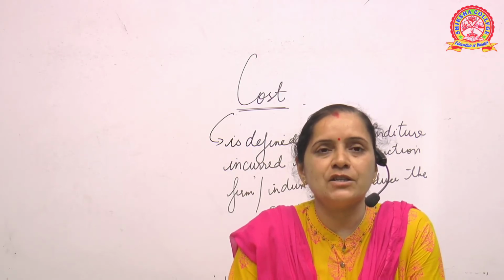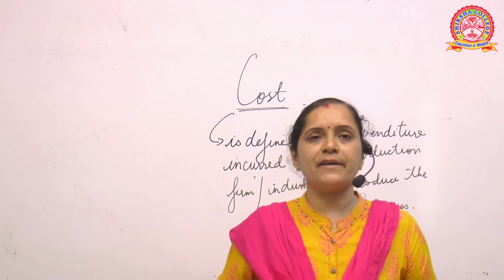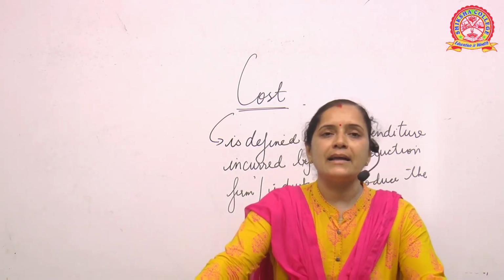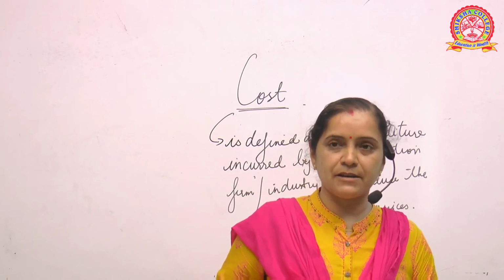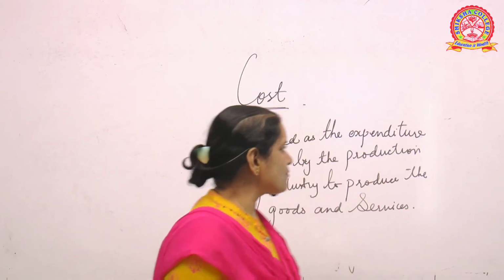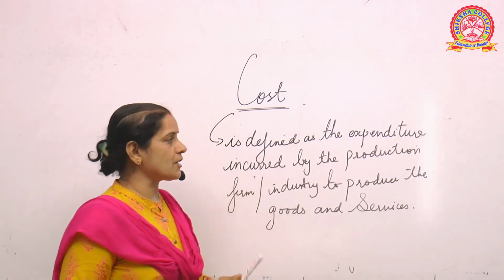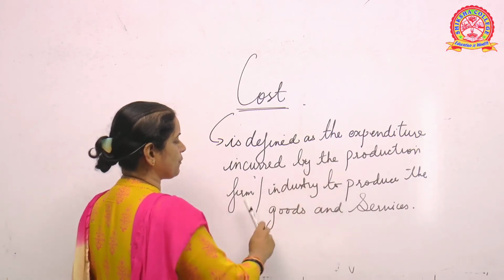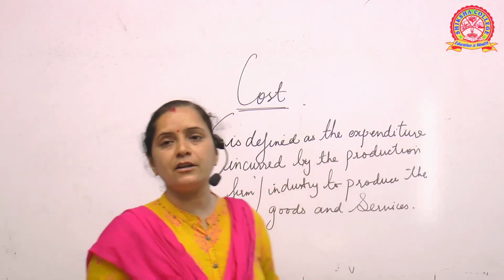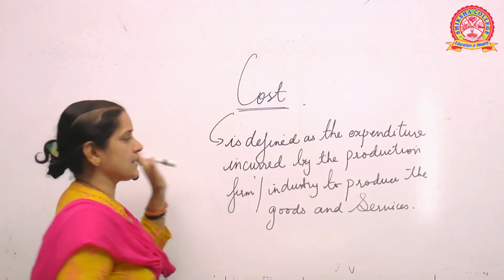So every organization has a basic objective, that is to produce goods and services, and for producing these goods and services some kind of expenditure is definitely required, and this expenditure has been termed as the cost. I hope this definition is very much clear. Now let us move to understand the types of cost. So once again I am telling you the definition. The cost is defined as the expenditure incurred by the production firm or the industry to produce the goods and services. This is a very simple and basic definition.